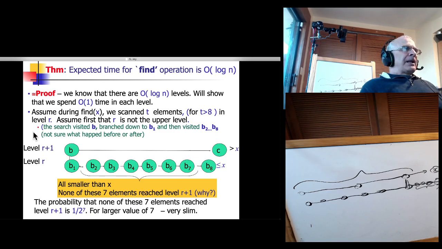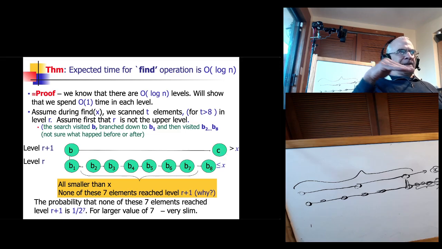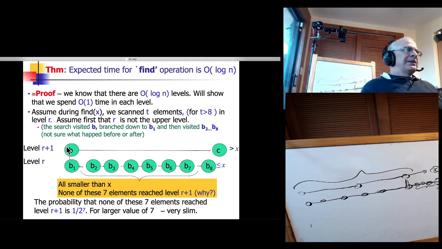Let's assume that during my search I visited B, one of the elements, and I was wondering, should I move from B to the next element in the same level? I'm searching for X. Remember, in the find algorithm, you try to stay in the very same level as high as possible for as long as possible. You want to stay, because then the jumps are the largest.